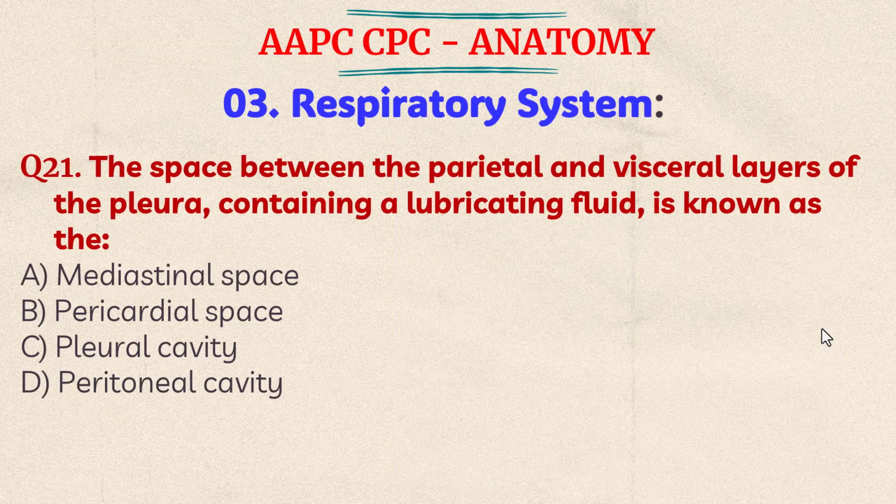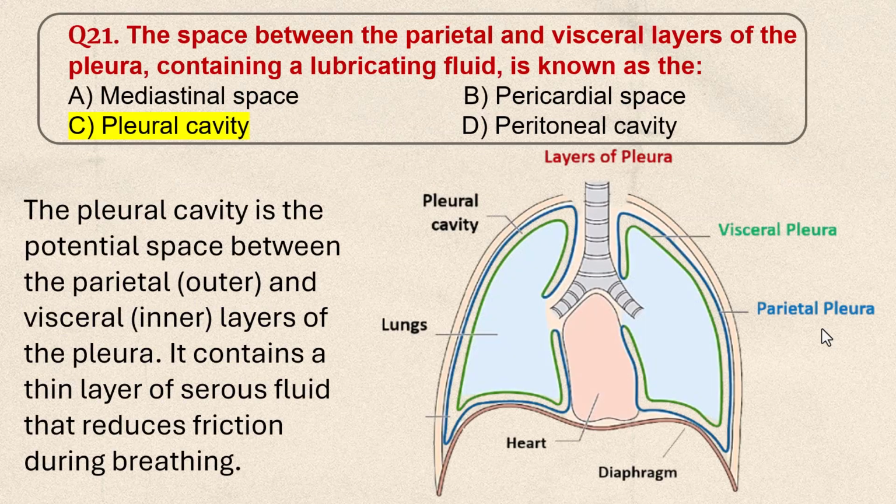Bonus question, question number 21. The space between the parietal and visceral layers of the pleura containing a lubricating fluid is known as A. Mediastinal space, B. Pericardial space, C. Pleural cavity, D. Peritoneal cavity. Think the answer. Correct answer is C.